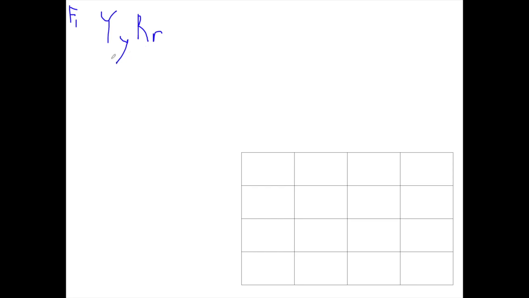We're going to take the first of the two different genes, the first of the Y's and the first of the R's. That would be the F in FOIL, and that's big Y, big R. That's the first possible gamete you can make. Then the O in FOIL stands for outer. You're going to take the two outer genes, that'd be big Y with little r. Big Y, little r is the next possible gamete that parent can make.